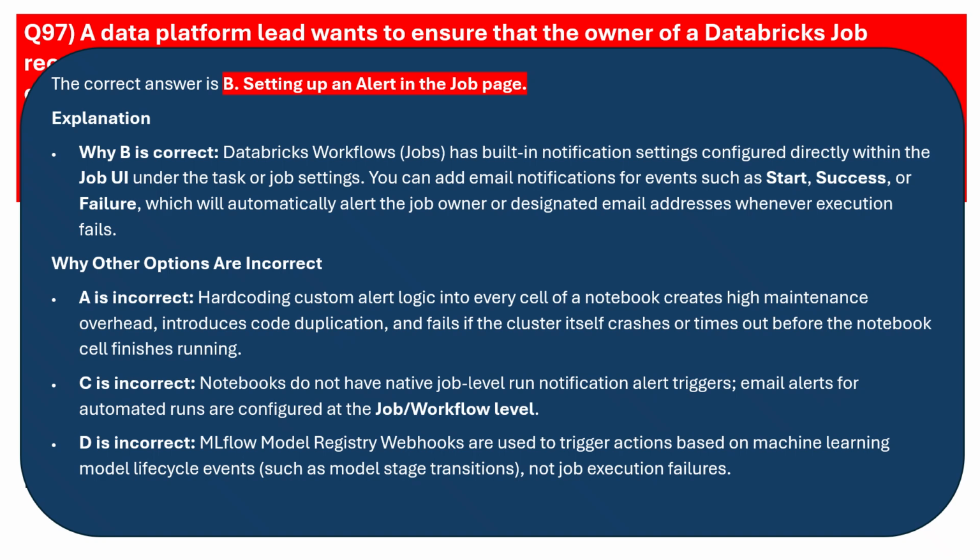Notebooks do not have native job-level run notification alert triggers. Email alerts for automated runs are configured at the job/workflow level. D is incorrect. MLflow model registry webhooks are used to trigger actions based on machine learning model lifecycle events, such as model stage transitions, not job execution failures.